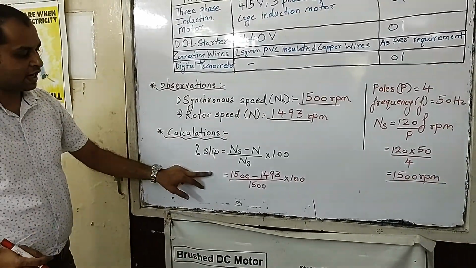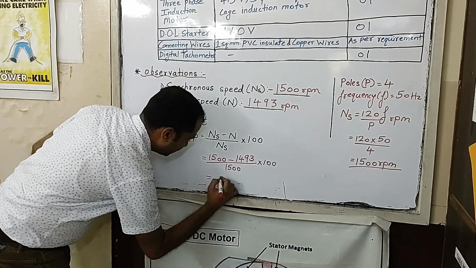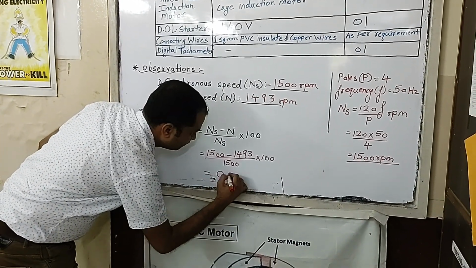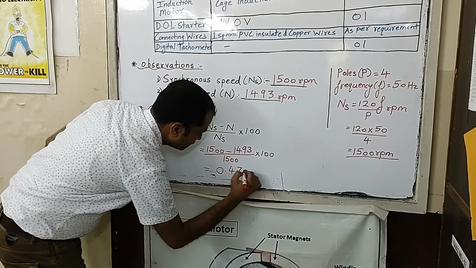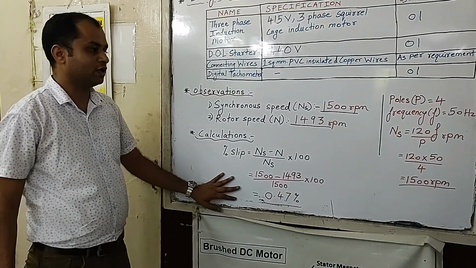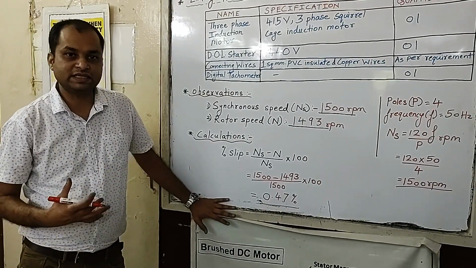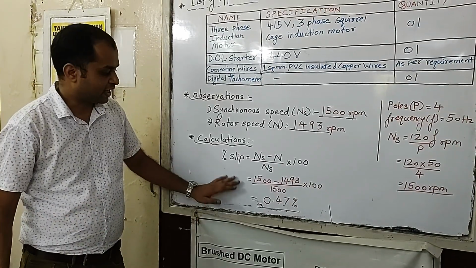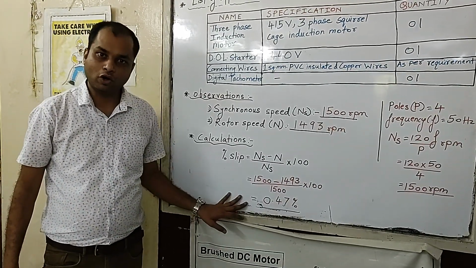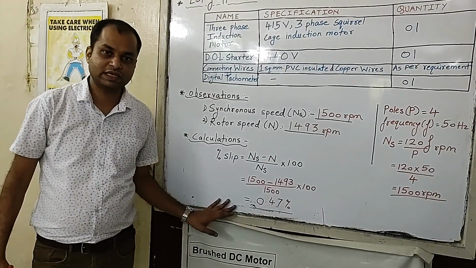So when we calculate the slip, we get it as 0.47%, which is a very low value of slip, because the motor which we have used is a low HP rating motor, so we get a very low value of slip. So this is the calculation that we have to perform in this experiment.